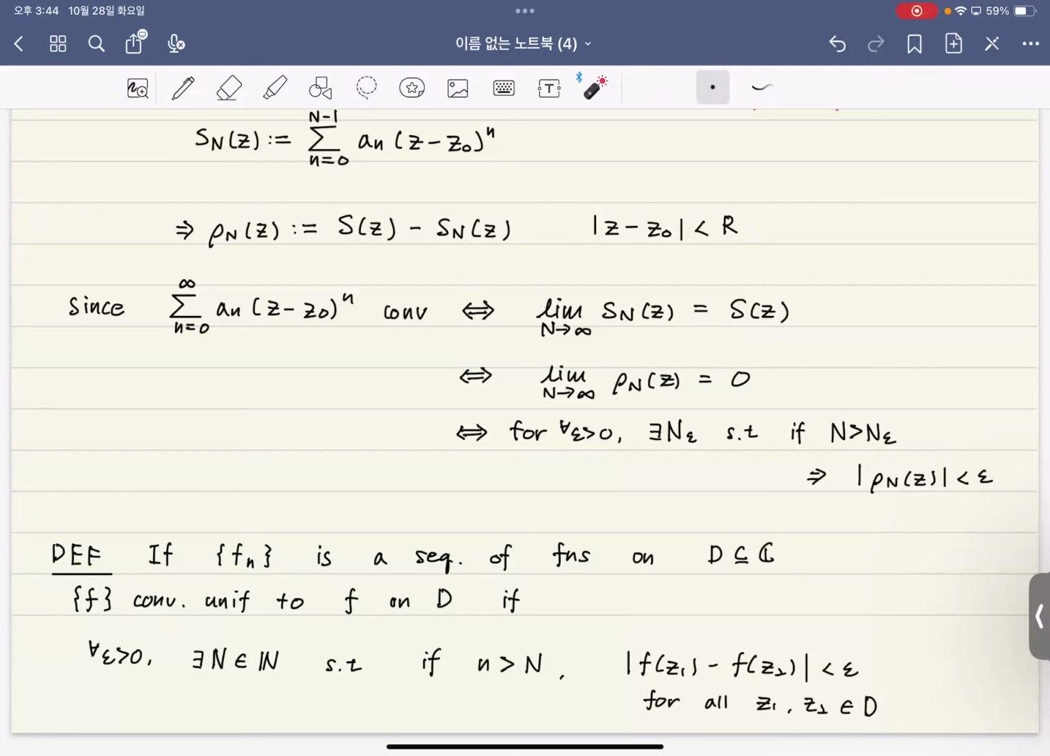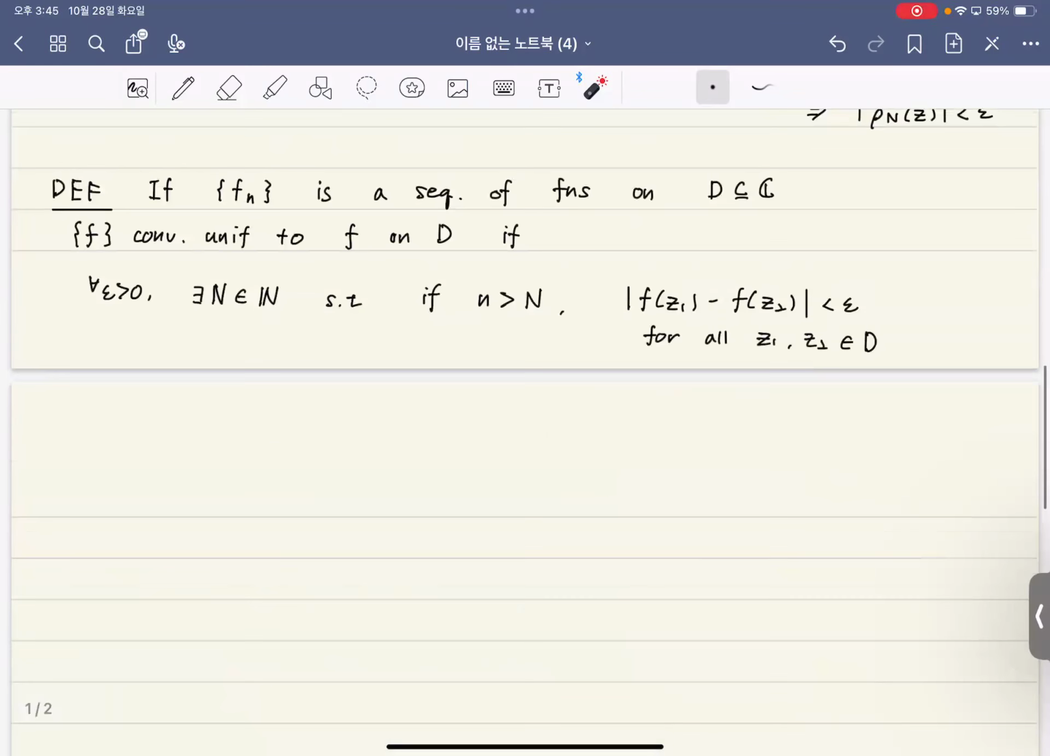Most of you are very well aware of the notion of uniform convergence, but let me emphasize one last time. The point here is that this whole number N can be chosen independently from the position of these two points in the domain D. If you can find such a number N independent from z1 and z2, then we say that this convergence is uniform.